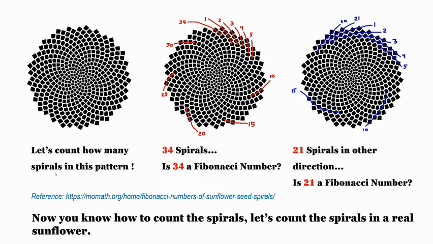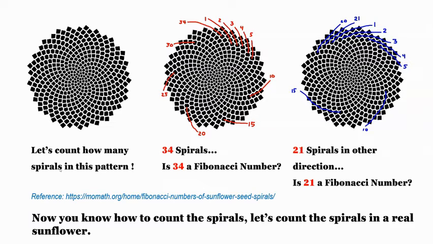Let's count how many spirals in this pattern. 1, 2, 3, 4, 5, 10, 15, 20, 25, 30, 34. 34 spirals. Is 34 a Fibonacci number? Yes, it is a Fibonacci number. If you do the same thing with this one, in the other direction is 21 spirals. Is 21 a Fibonacci number? Yes, it is. This is all reference to momath.org.